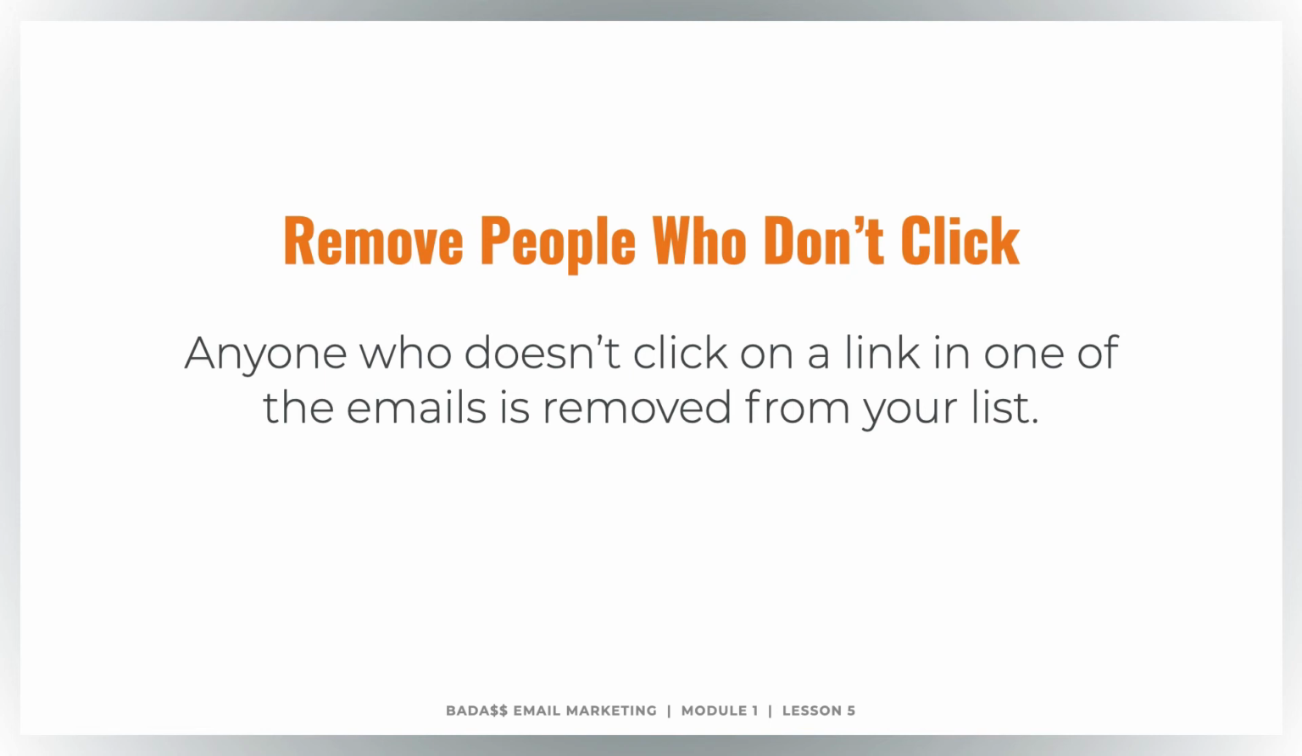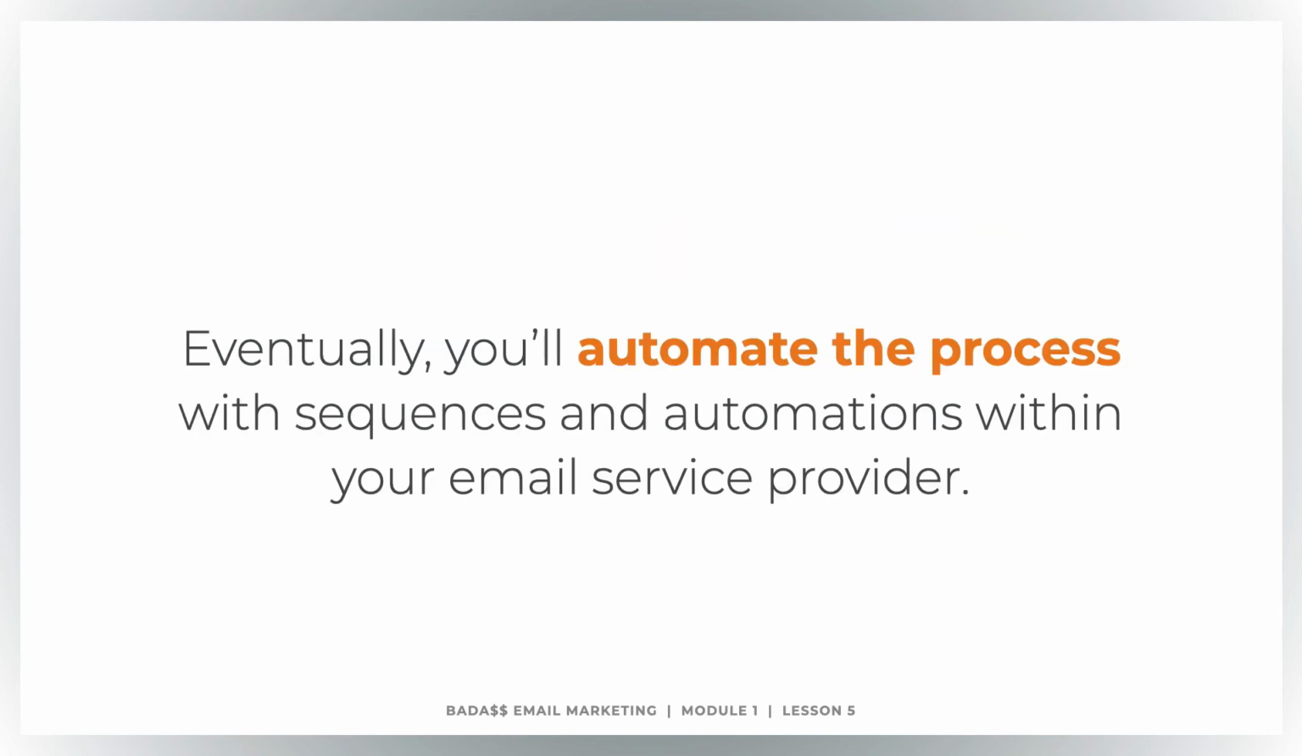So that's the process that you can use for a list clean. That's how you do it manually. You just do this periodically. If you're doing it manually, you want to get in the practice of doing this every 90 days. So quarterly, you need to do this to clean your list. Now, eventually, you'll want to automate the process with sequences and automations within your email service provider.